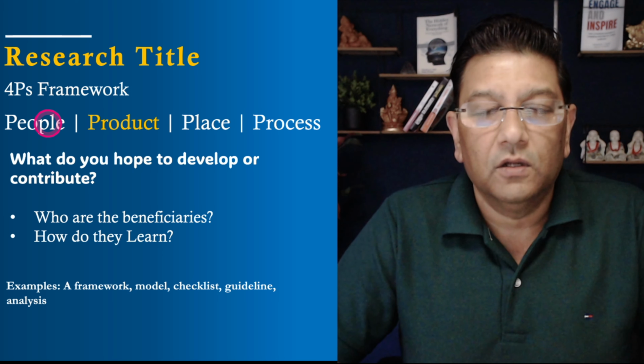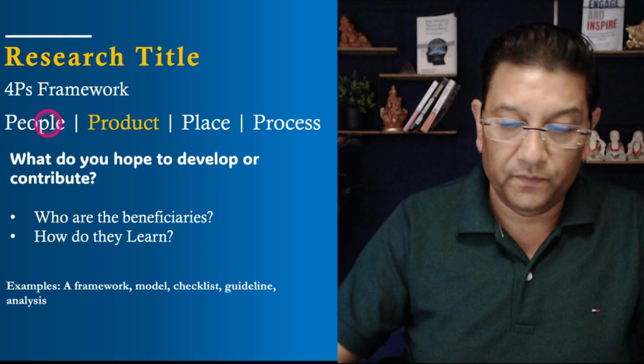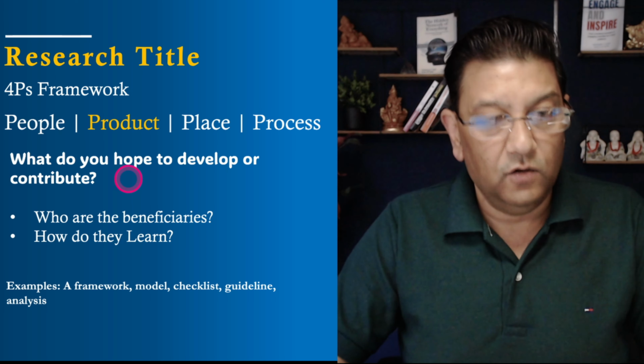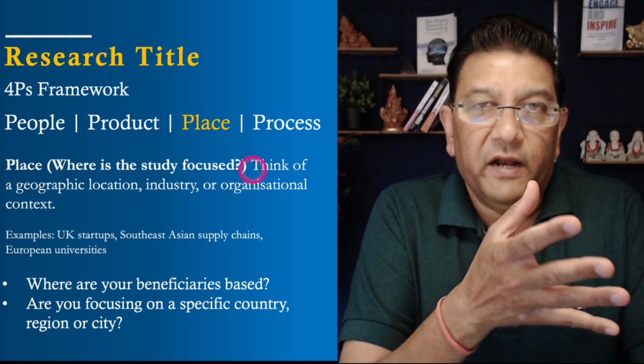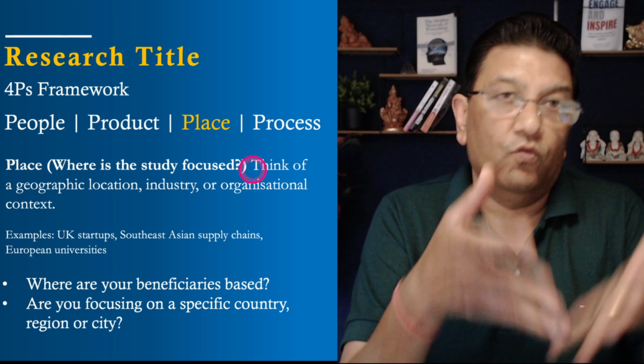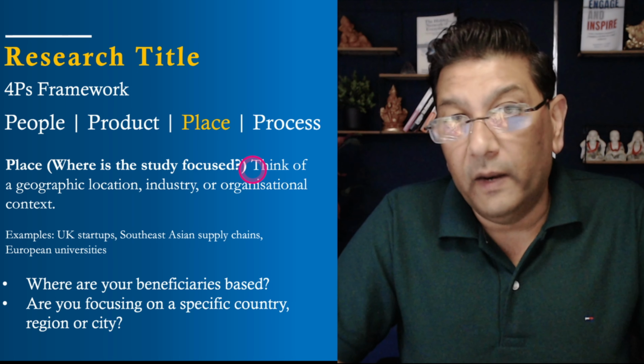Now, my recommendation for that is, if you are doing a PhD, yes, you can come up with two things. But if you are working on your dissertation where you got time limitations, just go for one. That is my recommendation. Let's look at the third one. What does it say? The third one is a place. Now, we know the people who are the beneficiaries. We know the product, what product they will be looking for. Now, we also need to think about place.